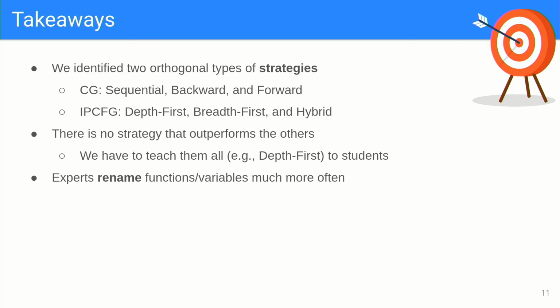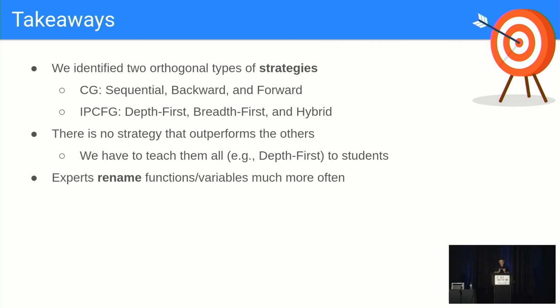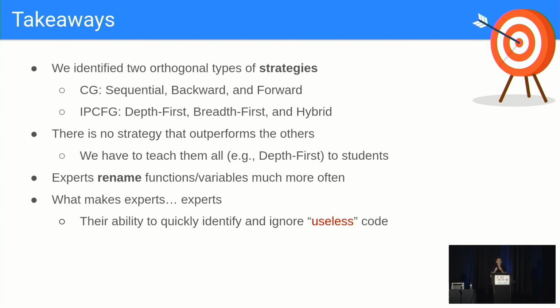Another thing that I had no time to explain in more detail: we also found that experts rename functions and variables with meaningful names according to their findings much more often. This is another thing that we must push when we teach reverse engineering to students: to keep track, to comment everything. And finally, what makes experts is the fact that they are very skilled in quickly identifying useless code. One of the reasons they are so fast is that they basically just reverse less code.